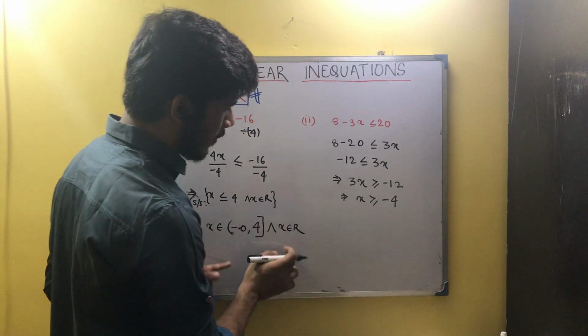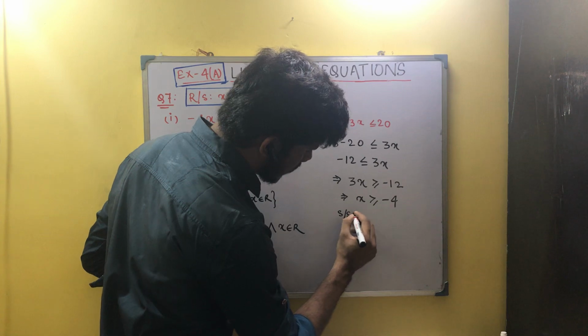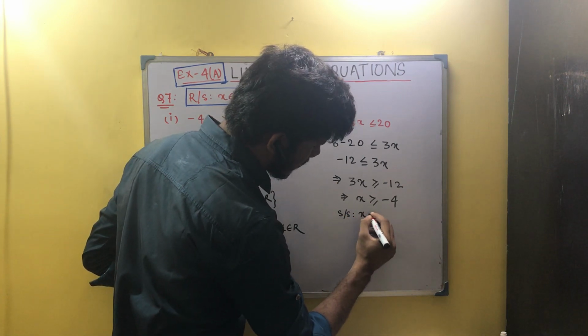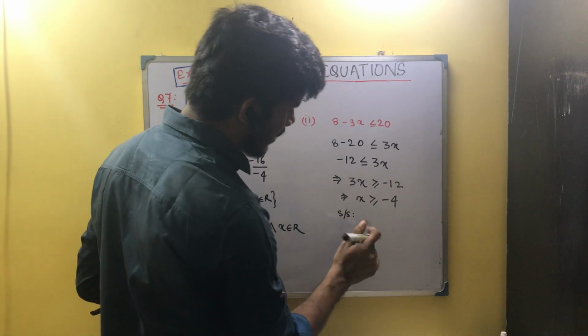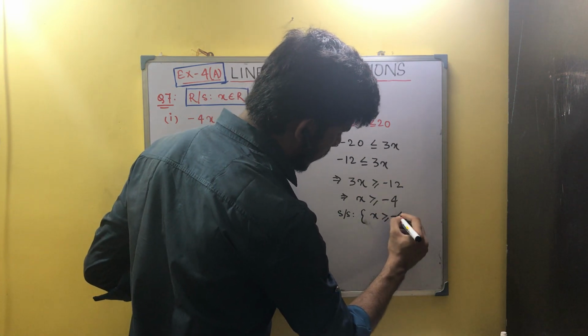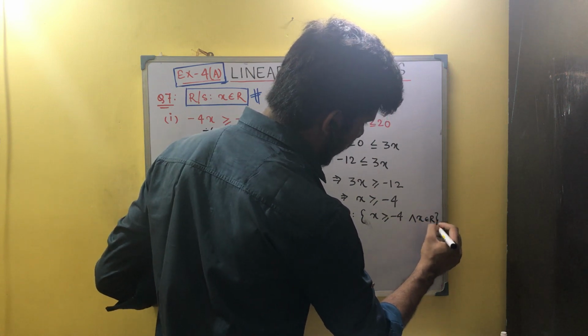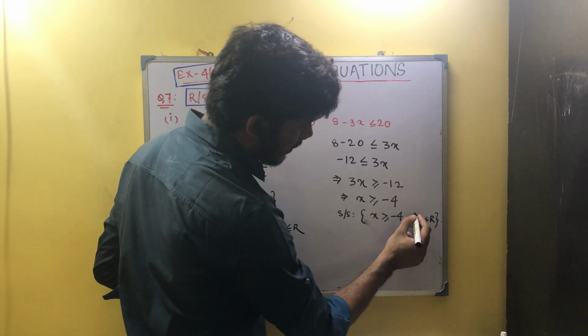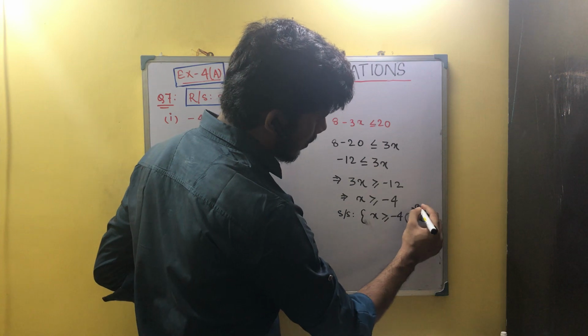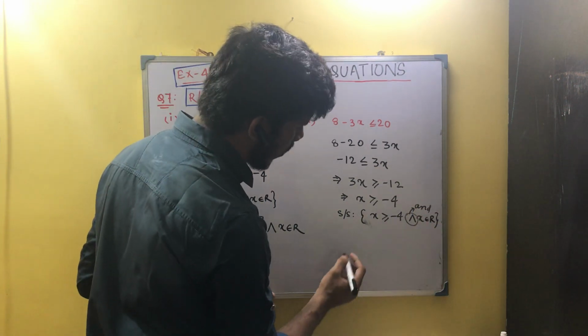Both are equally correct. First of all, according to the book, the solution set would be x is greater than equals to -4 and x belongs to R. Or in the book you may also find that instead of this symbol they have written and. Both are correct. You can use this symbol also, there is no harm.